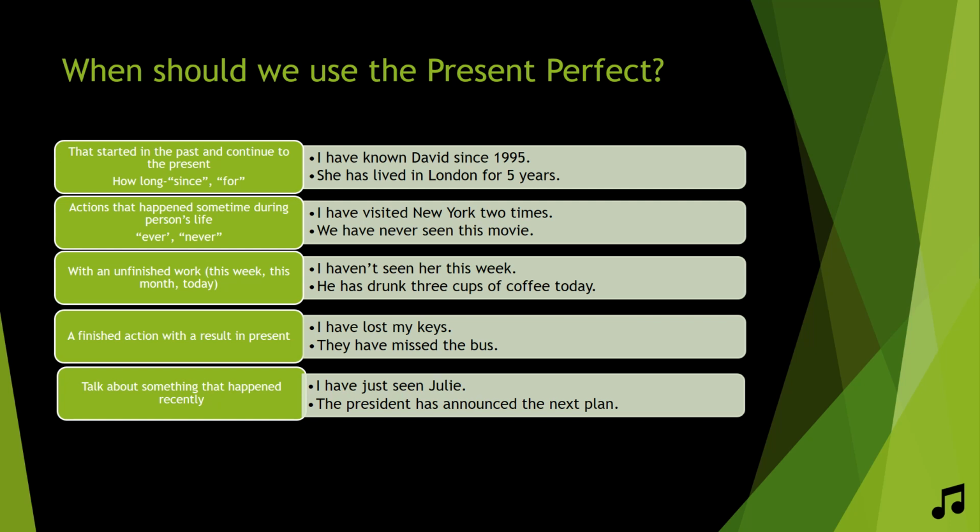Then we talk about something that happened recently. For example, I have just seen Julie. So this is something which has recently happened. The president has announced the next plan. So he has just announced it. So these are the actions which have just happened. So we use present perfect tense here.